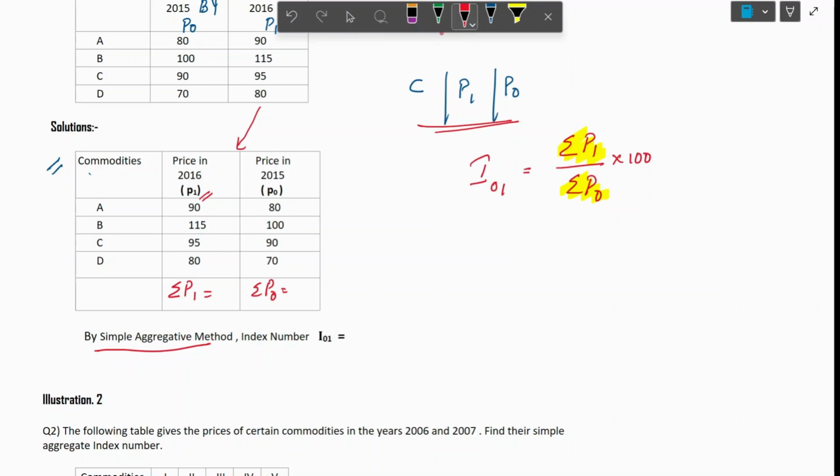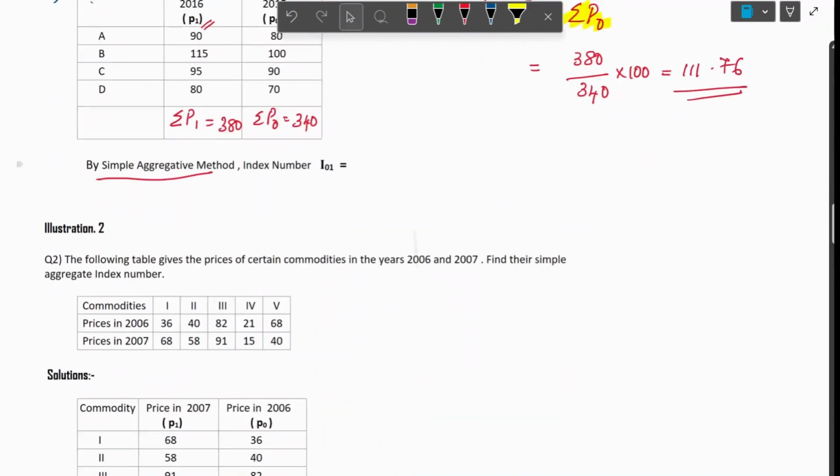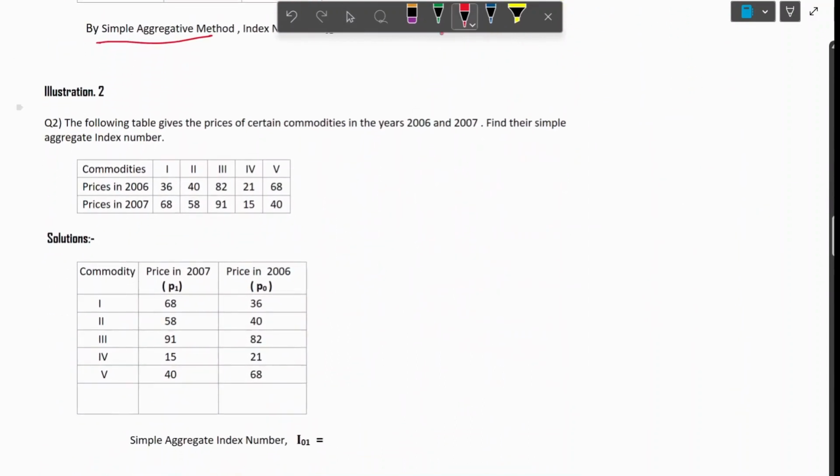Once you add the column, you are going to get the answer as 380 and sigma P0 is 340. Now substitute in the formula, that is 380 divided by 340 into 100, which is equal to 111.76. That is your answer. That means by using the simple aggregative method, the index number value is 111.76. Therefore, which method did we use? Simple aggregative method. Now we will consider one more example. Example number 2.